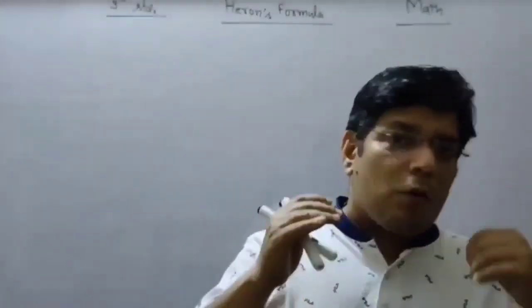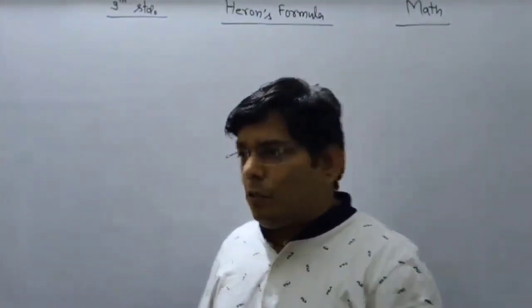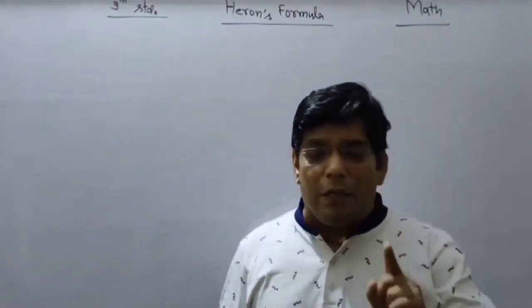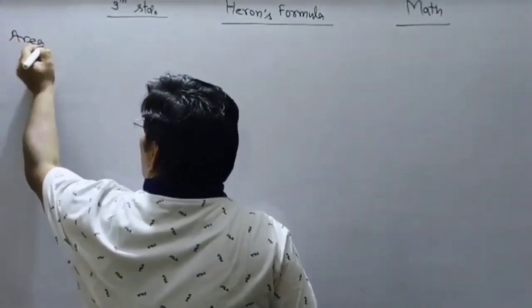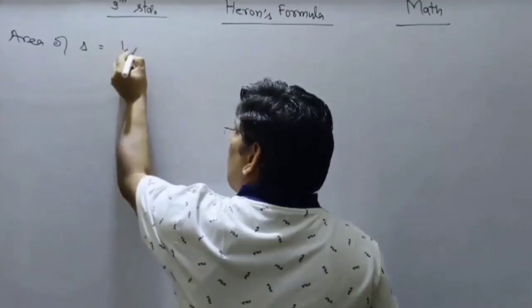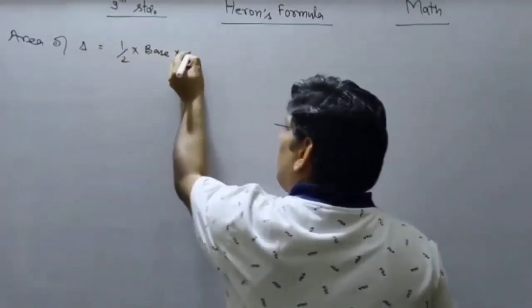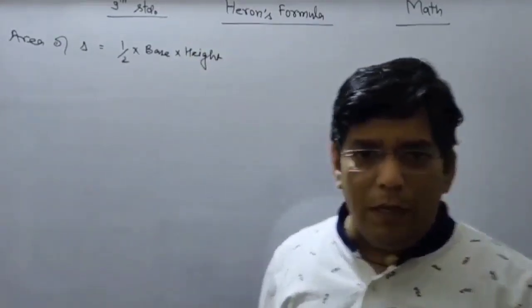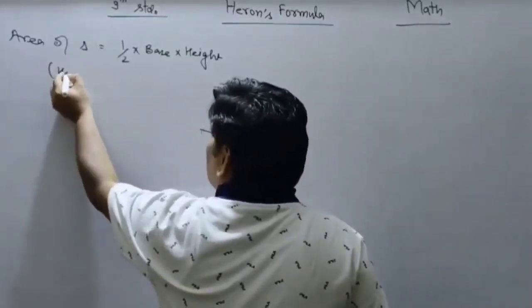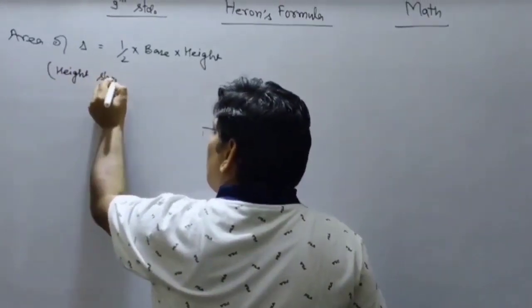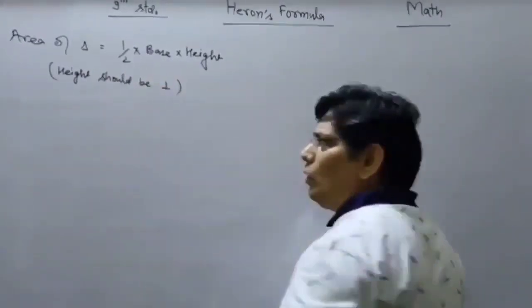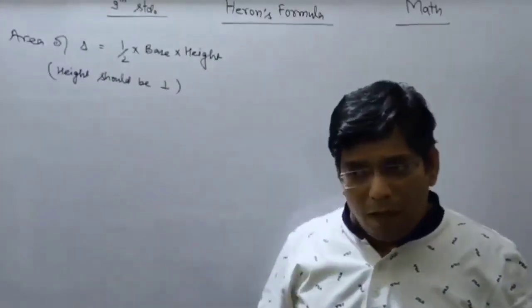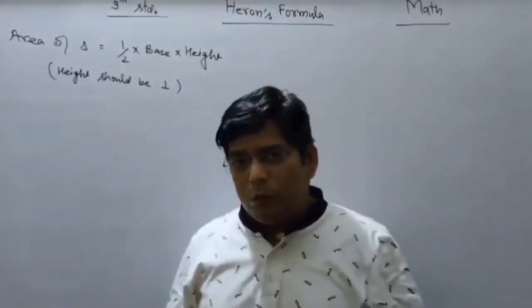So whenever we are going to find the area of a triangle, we can consider half into base into height. So first of all we have to know the area of a triangle will be half into base into height. Height should be perpendicular. We have to know that thing. Now, this is the basic formula which is very common to know the area of a triangle.